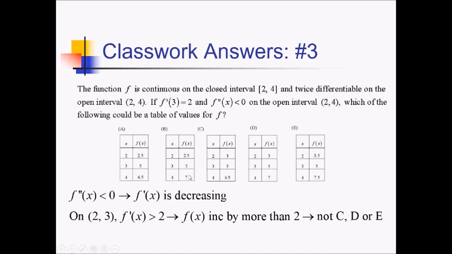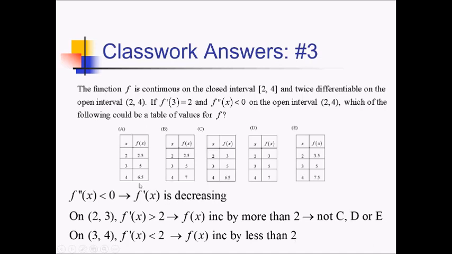Now, on the face of it, both of these look to have f prime that is decreasing as we go. However, if f prime is decreasing and it's exactly 2 at x equals 3, that means on the interval from 3 to 4, f prime has to be less than 2 along that whole interval, which means that on the interval from 3 to 4, f of x has to increase by less than 2.